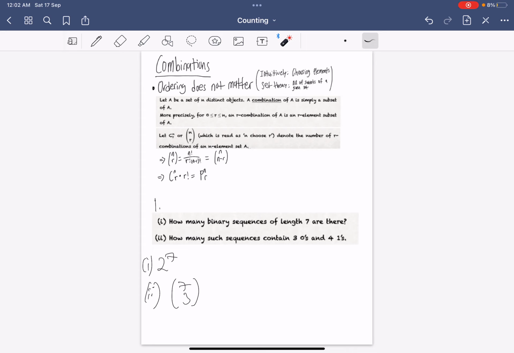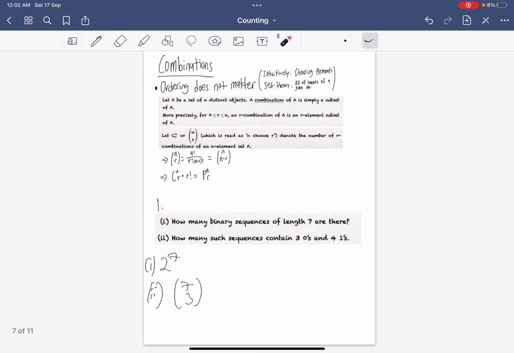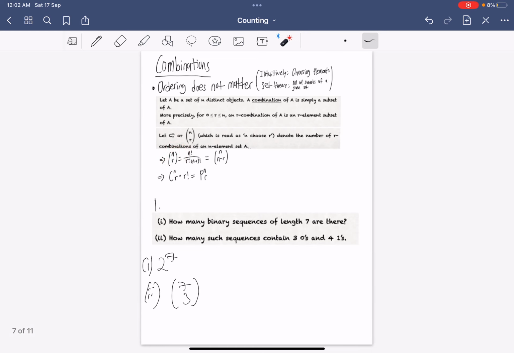You could choose from a set of 1, 2, 3. You can choose 1 and 2 first, or 2 and 1, and they are the same subset, and so they classify themselves as one combination. And so we denote the combination as n choose r with this notation, and it refers to choosing r elements from an n element set. So some nice properties is that choosing r elements is the same as not choosing n minus r elements.